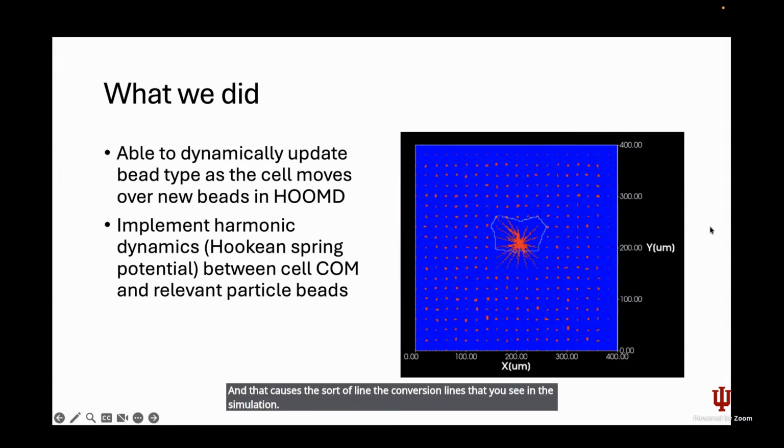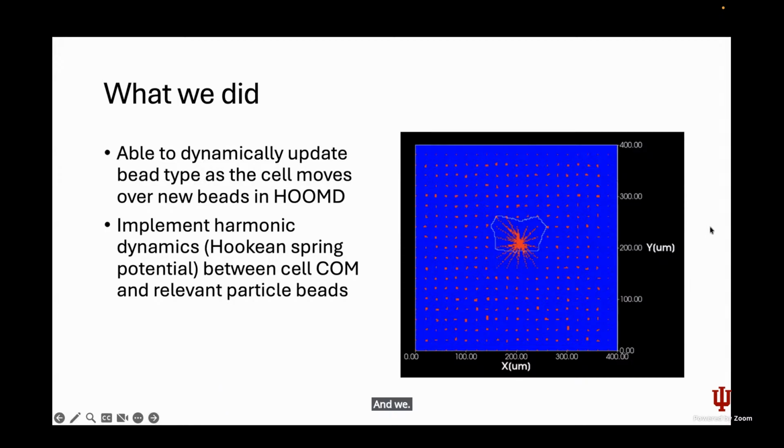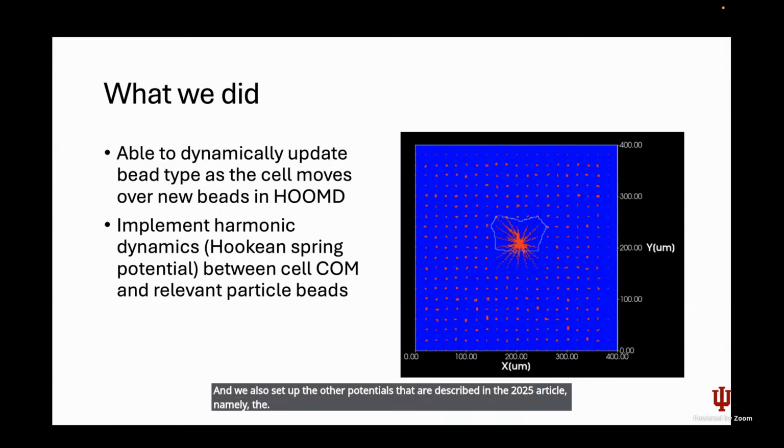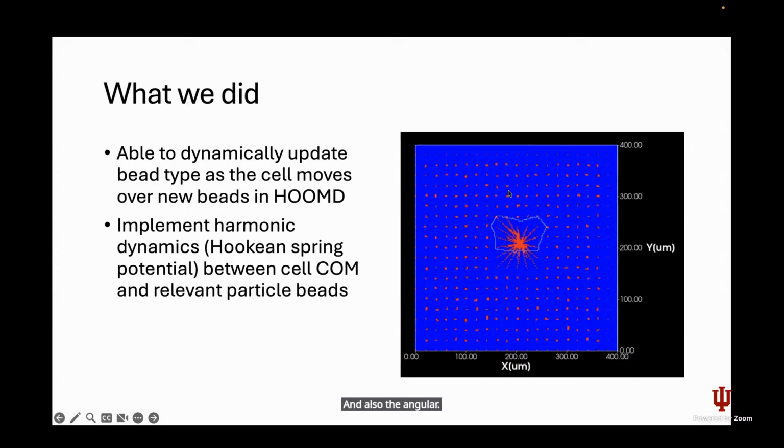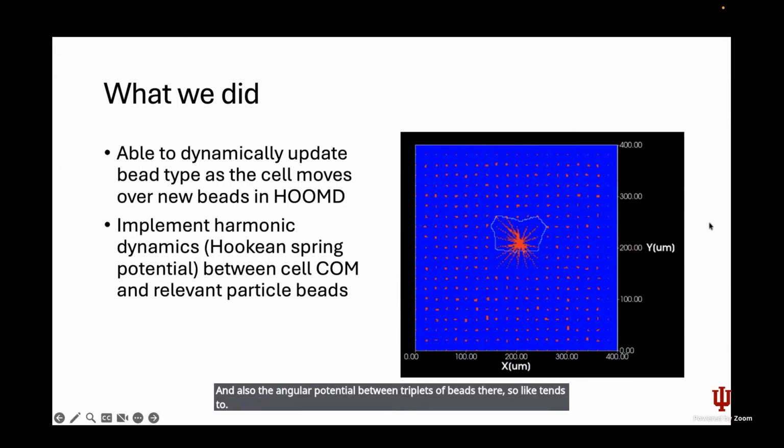And we also set up the other elastic potentials that are described in the 2025 article, namely the geometrically linear potentials between the different beads, and also the angular potential between triplets of beads that tends to make the fibers want to straighten out.